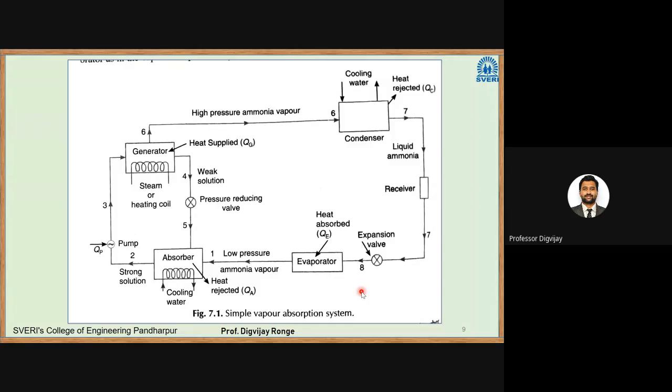And this was the diagram for a simple vapor absorption system. Why is it called simple? Because it doesn't contain a rectifier, analyzer, and heat exchanger. So the very important components of the system are shown in this diagram.